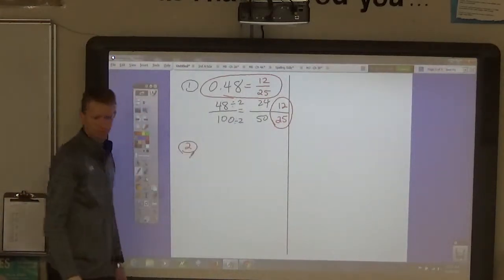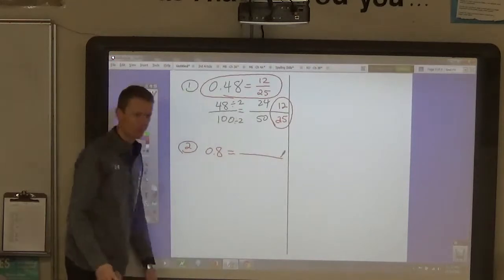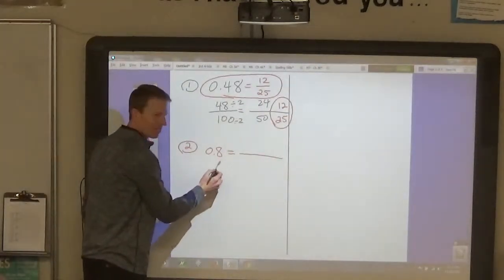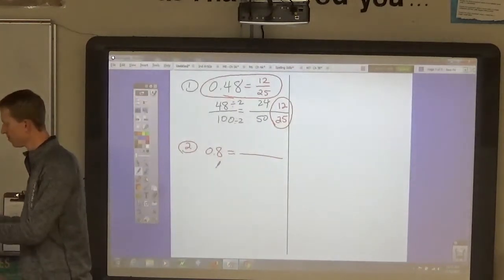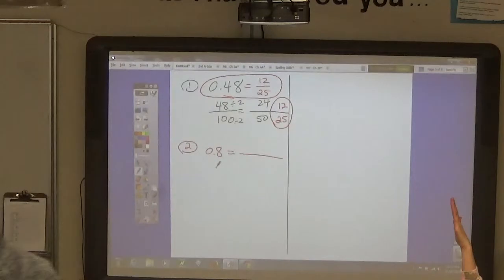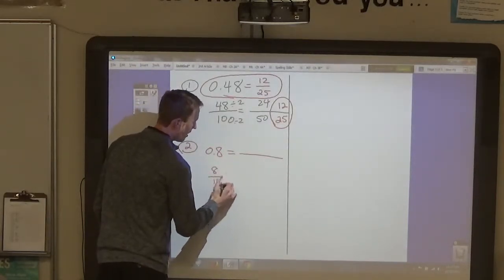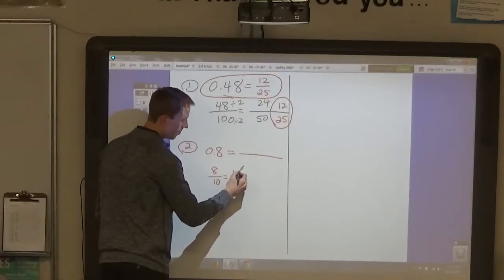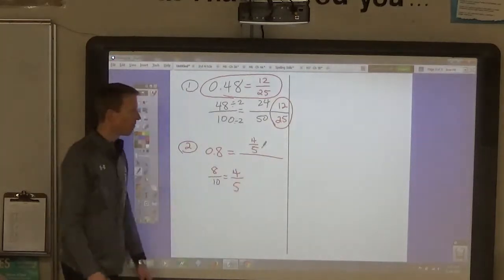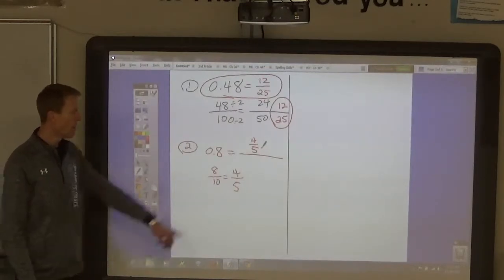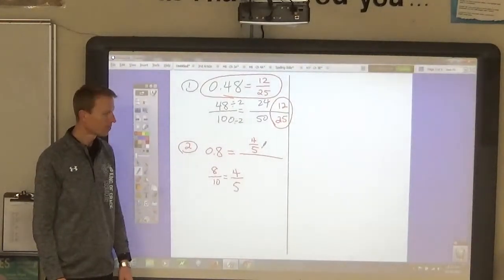Number 2. 8 tenths is what? We talked about this one, didn't we? Emily? 8 tenths. Daria? You could divide by 2. And then 5. Yeah, remember we talked about this one. 8 tenths and 4 fifths. If we double 4, it's 8. If we double 5, it's 10. So 8 tenths and 4 fifths. Good.